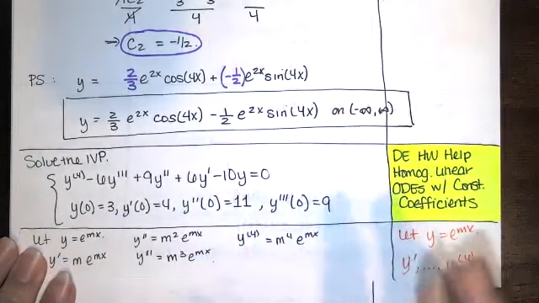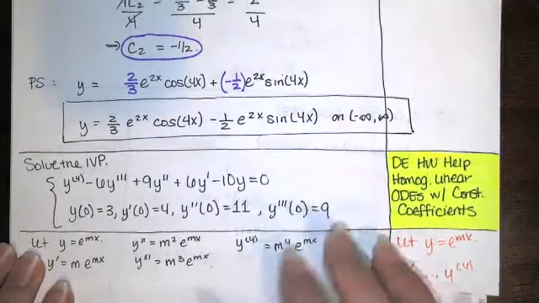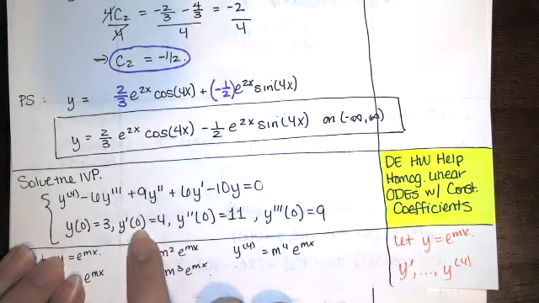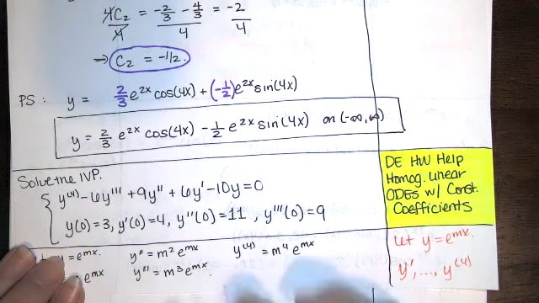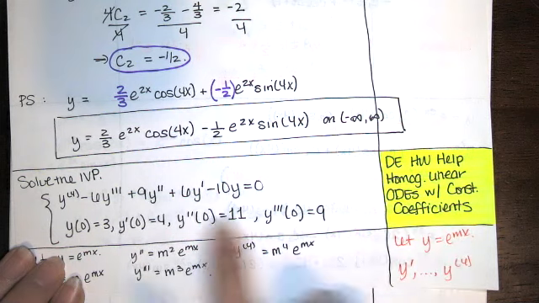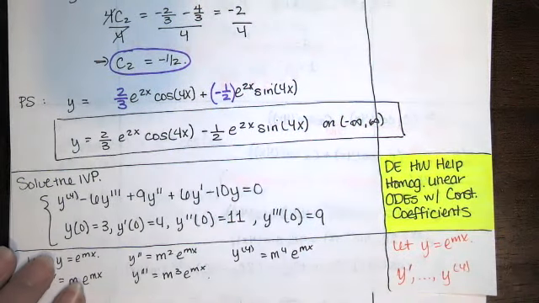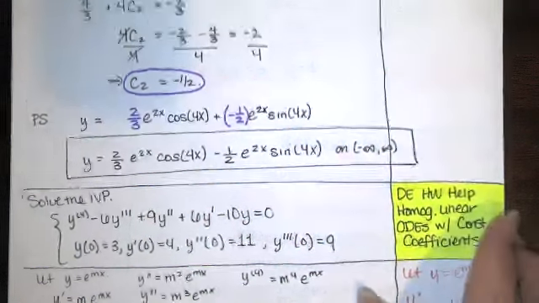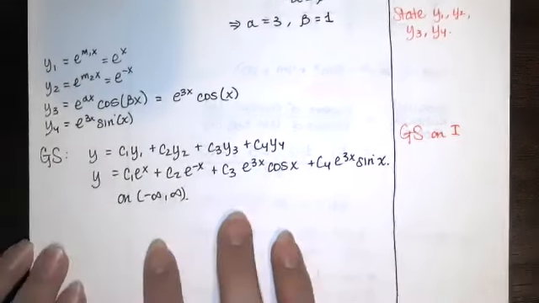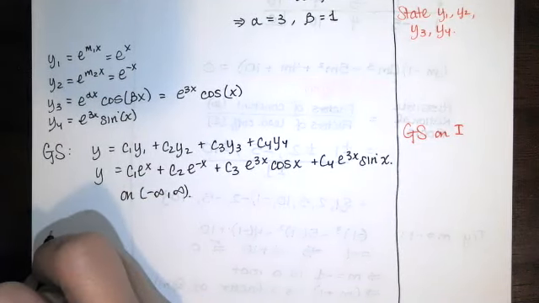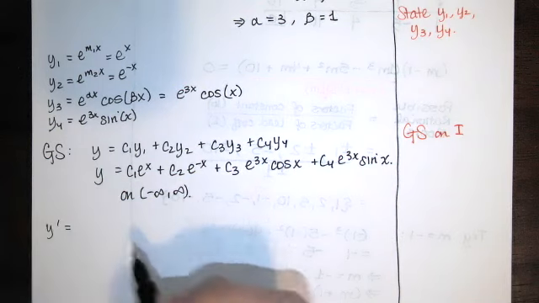But we've got an initial value problem. So that means, since it was a 4th order equation, there's a lot of derivatives to compute here. We need y prime, y double prime, and y triple prime. And once we have those, we can use these 4 initial conditions to find 4 equations and 4 unknowns. And then we'll solve that system of 4 equations and 4 unknowns for C1, C2, C3, and C4. Okay, so we've got y here. We need y prime, y double prime, and y triple prime for our initial conditions. y prime, let's do that.